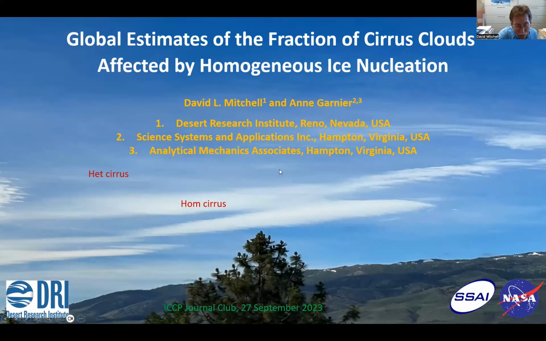So what this is showing here is two types of cirrus clouds, which we'll go into detail on how that was done. But basically, you can see like the more optically thick cirrus is associated with homogeneous ice nucleation more. These are wave clouds over the Sierra Nevada, the Carson Range, actually. And then the more diffuse, transparent type clouds are the heterogeneous cirrus. And I'll go into the details on all this.